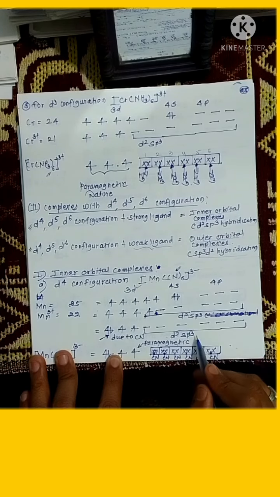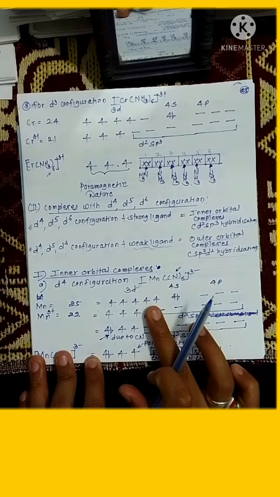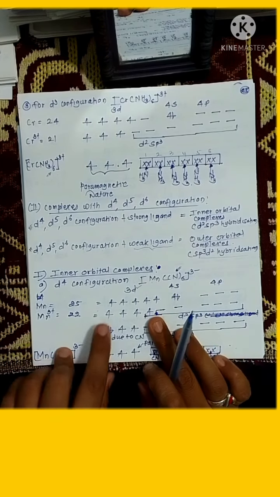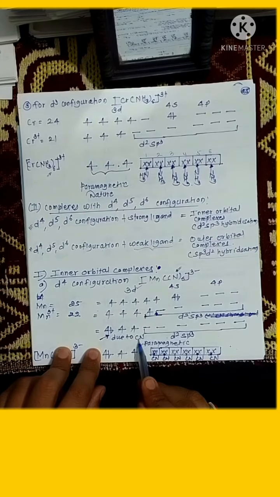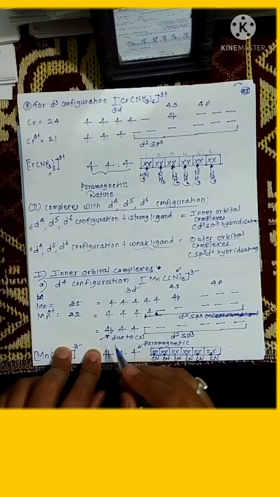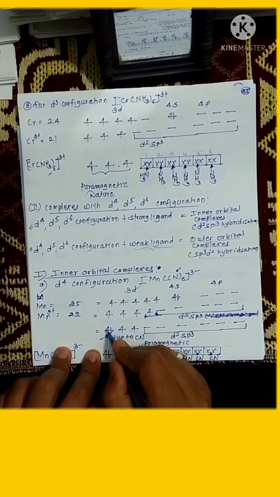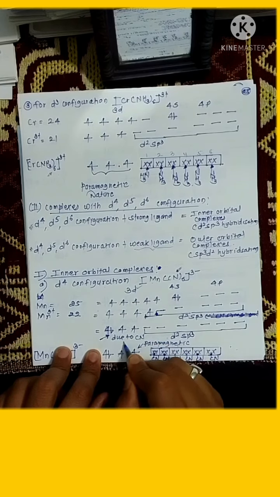Now just see what is the effect of CN on your electronic configuration. Since 2 orbitals are used in hybridization, we have 3 orbitals and 4 electrons, and because CN is a strong ligand, the pairing effect occurs. So we have to write 4 electrons in 3 orbitals. So 1, 2, 3 and then pairing. It is the effect of CN.